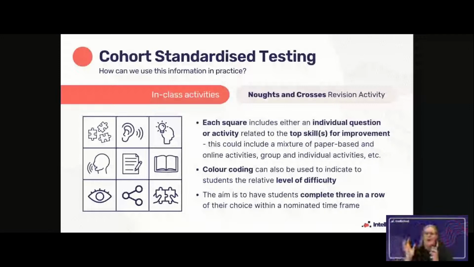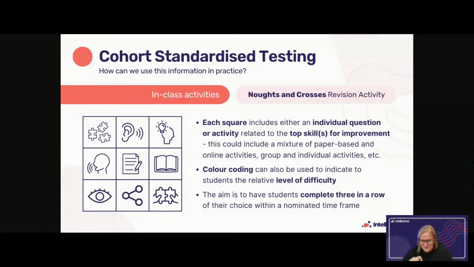Nine grid squares, just like a game of noughts and crosses. And each square is either an individual question, or it could be an activity, but they're all related to those top skills for improvement. What I really like about this activity is it can be toned all the way up to make it reasonably challenging, and in fact a bit more of it could last a whole week, an activity like this, or it could be scaled all the way back just to really simple questions in each box. And for that reason, I think it adapts really well to different year levels as well. So all the way down from junior through to senior secondary, there are ways that you could adapt an activity like this.